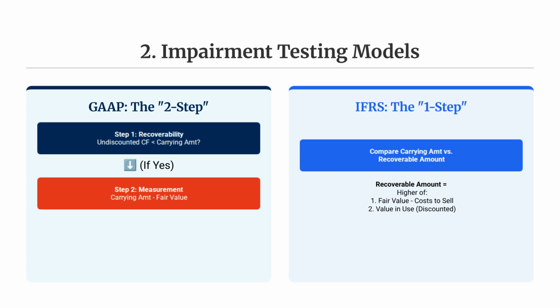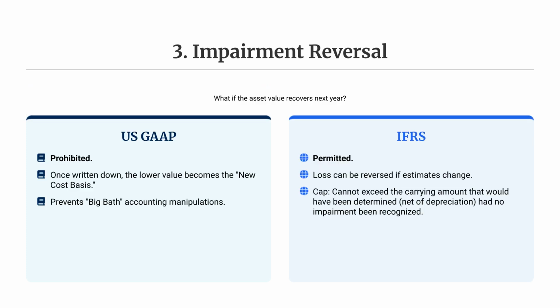Step 1 is the recoverability test. We compare the book value to the undiscounted future cash flows. If the raw cash coming in eventually covers the cost, we stop. We record zero impairment, even if the fair value is lower. Only if it fails that first test do we move to step 2, where we calculate the loss based on fair value. What happens if the economy recovers and the asset value bounces back?